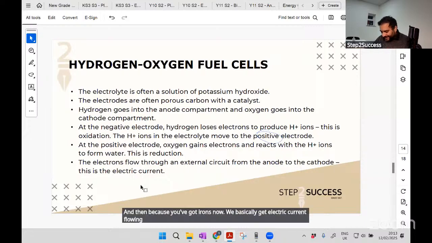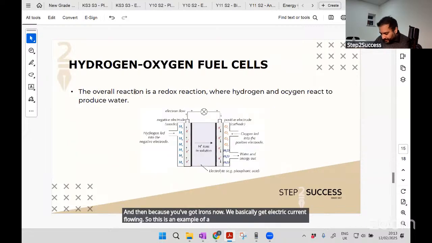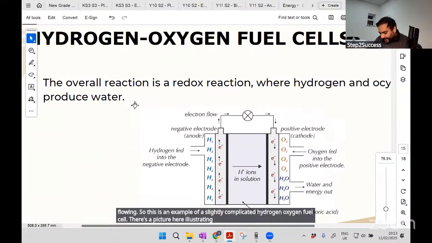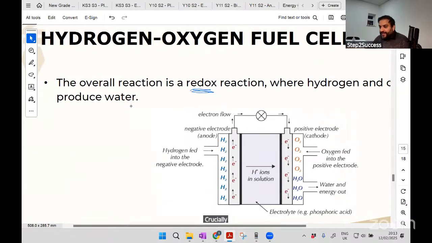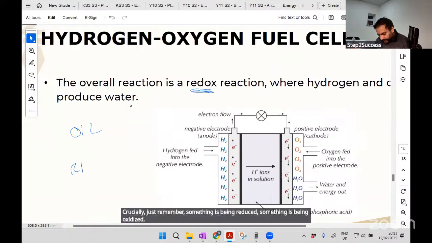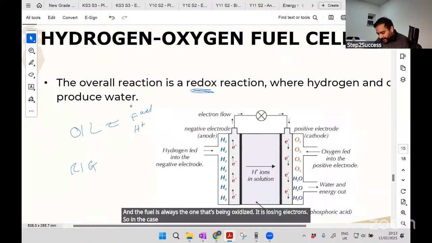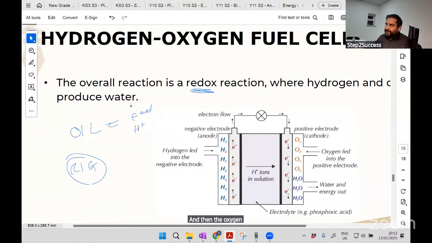So this is an example of a slightly complicated hydrogen oxygen fuel cell. There's a picture here illustrating what is happening. Crucially, just remember, something is being reduced, something is being oxidized, and the fuel is always the one that's being oxidized. It is losing electrons. So in the case of hydrogen, it becomes H plus ions. And then the oxygen is gaining electrons and it becomes negatively charged, O2 minus ions.